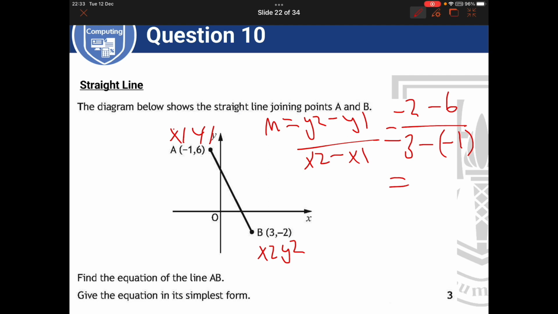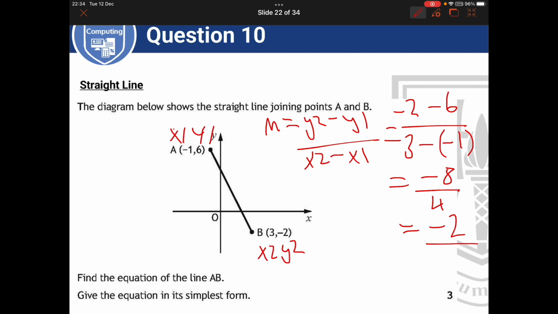So minus 2 take away 6 is minus 8. And 3 minus minus 1 is 4. So minus minus makes a plus. Minus 8 divided by 4 is minus 2. So that's me got the gradient of the line.